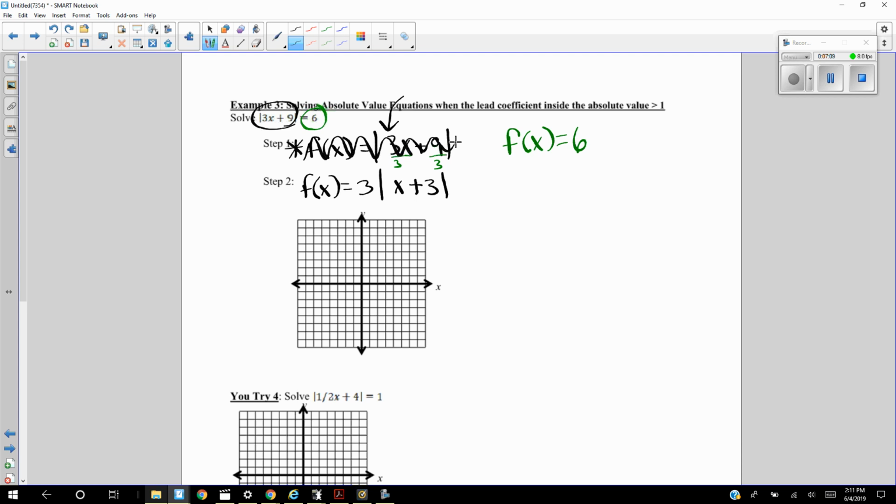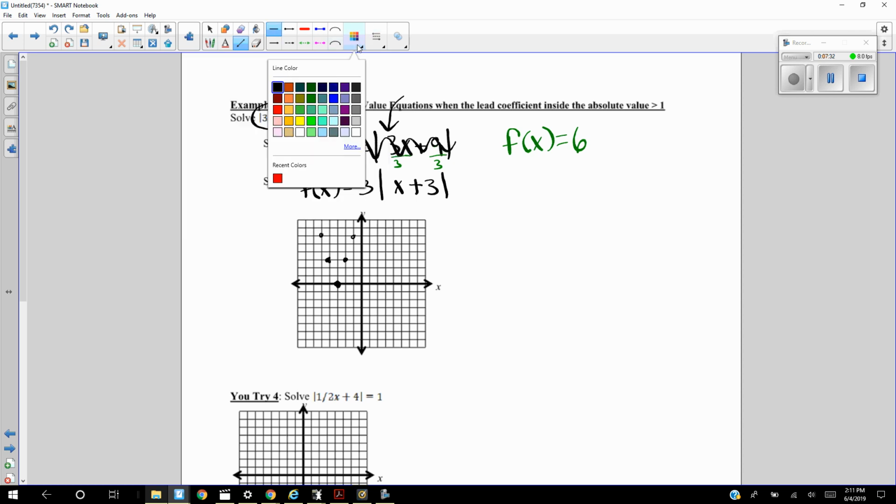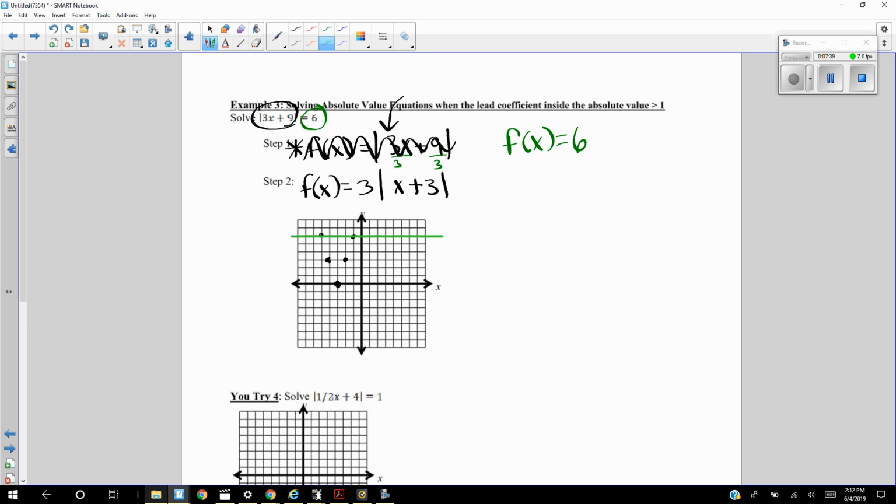That's a left shift of 3 units. And the y values are stretched by a factor of 3. And then I'm going to graph this other function, f of x equals 6. That's, again, just a horizontal line. Right about there. And then you can see pretty clearly where these graphs are going to intersect each other.